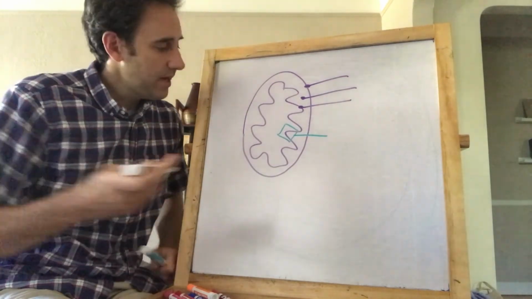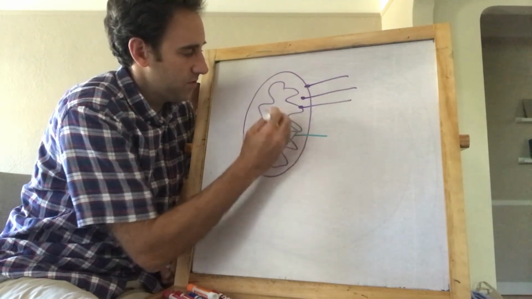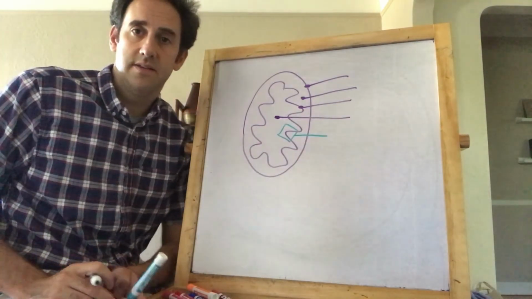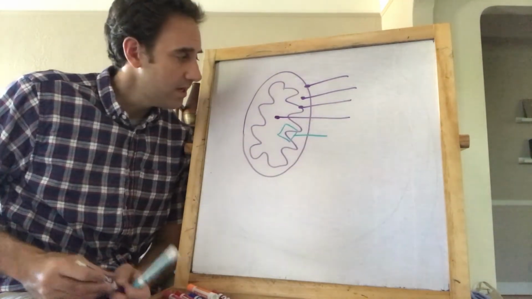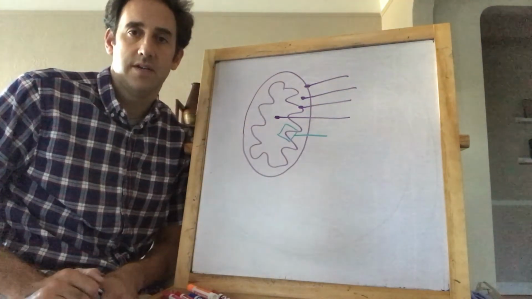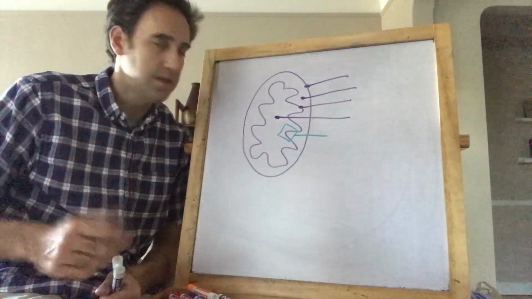The final structure I want to highlight here is the matrix. So the interior of that mitochondria is the matrix. I want to also point out that there is DNA in there. There'd be a single circular strand of DNA, but I'm just going to leave that out of this picture.